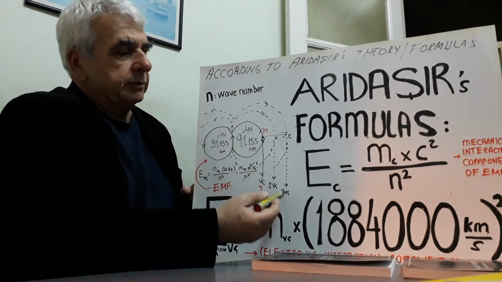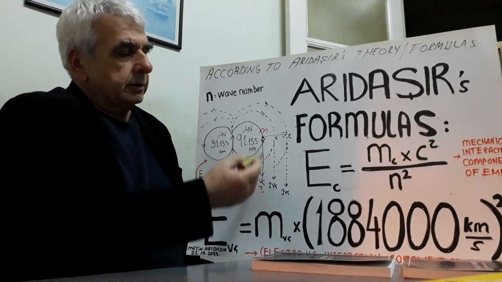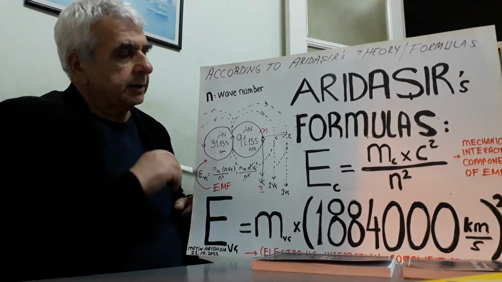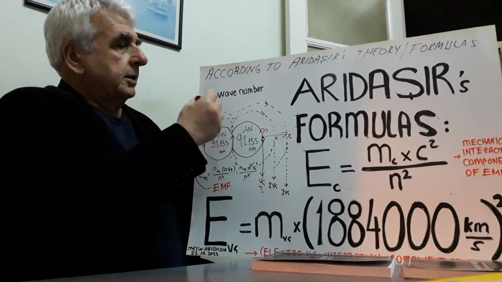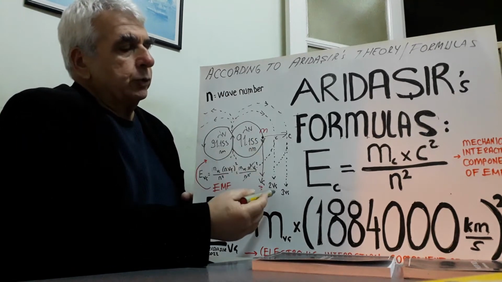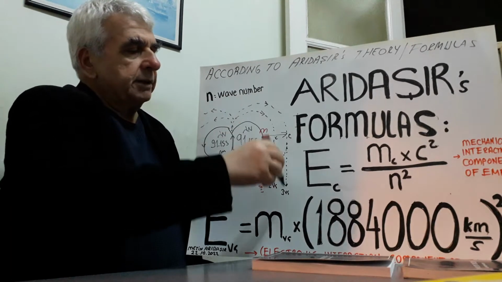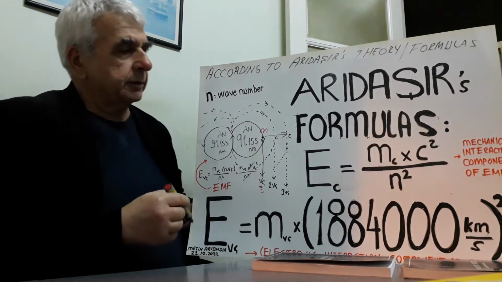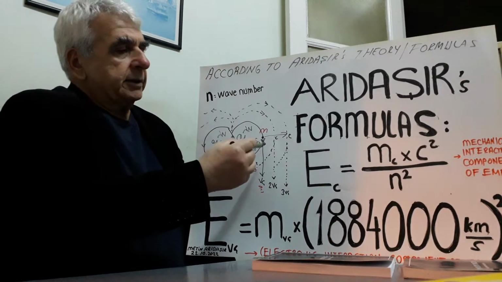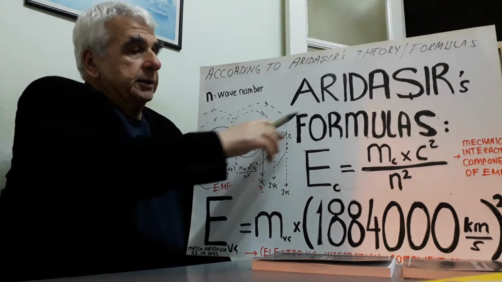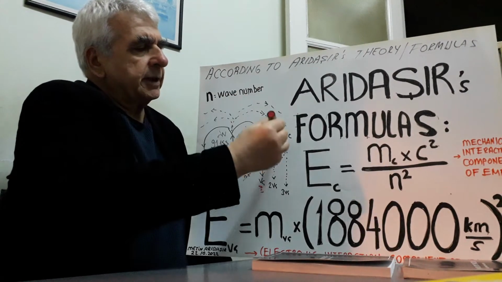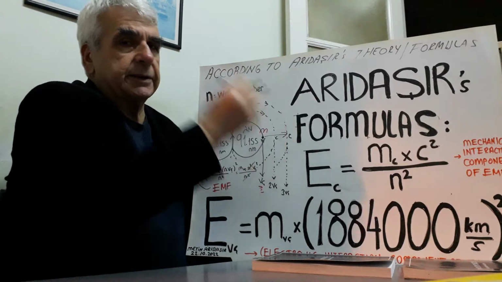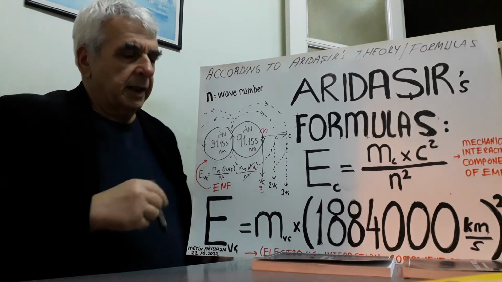3 Vg, 2 Vg, 1 Vg. It goes on: 1 Vg for the first wave, 2 Vg for the second, 3 Vg for the third. But in the c direction, always c. For the first cycle c, for the second cycle c.